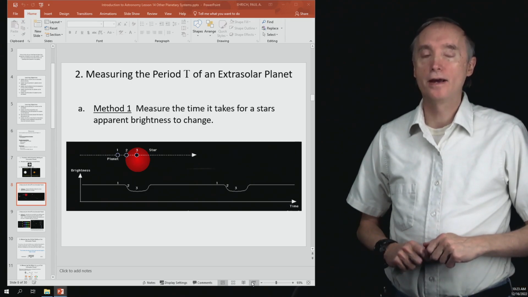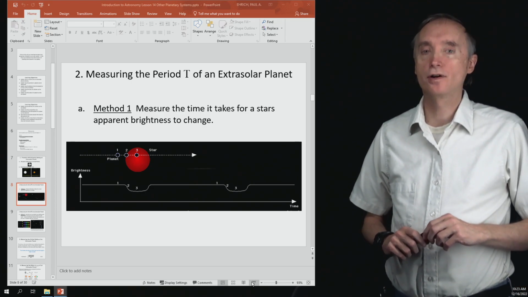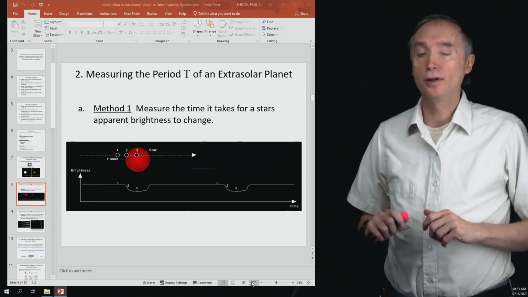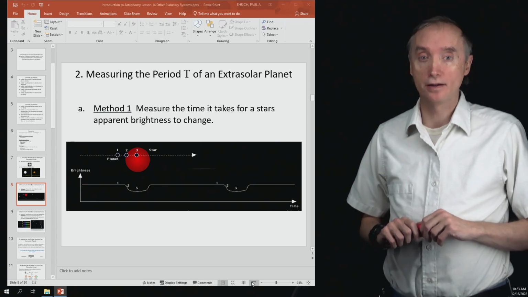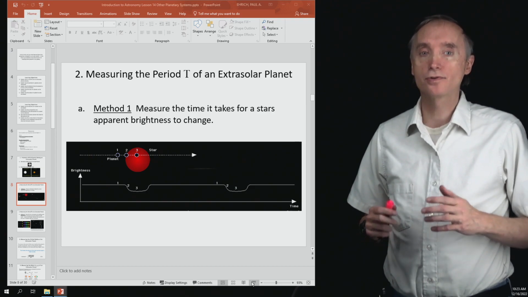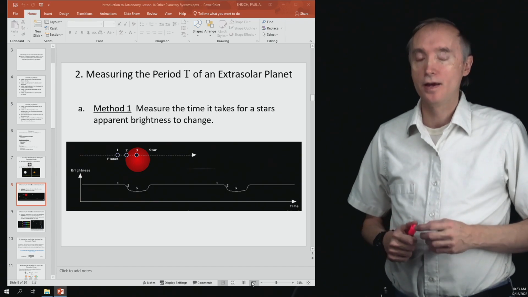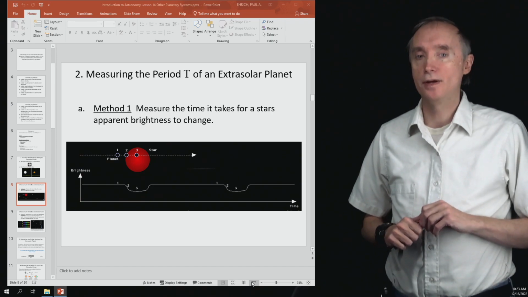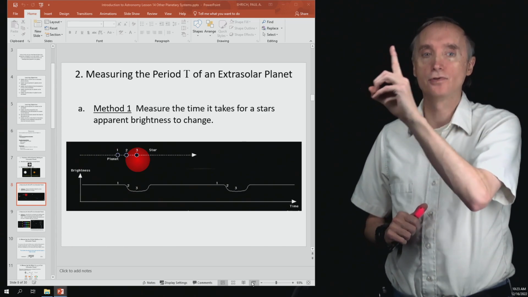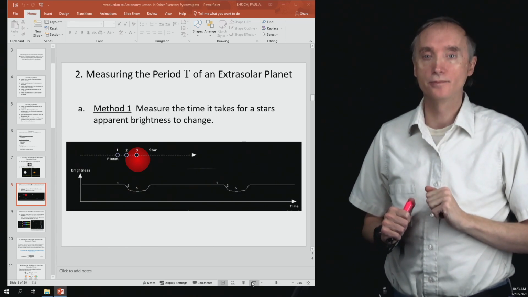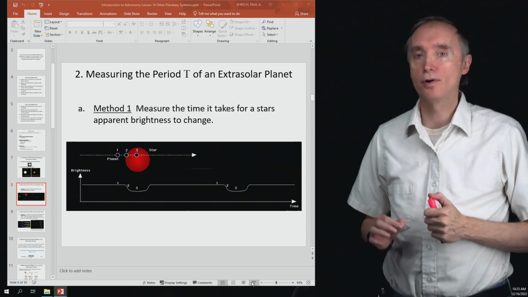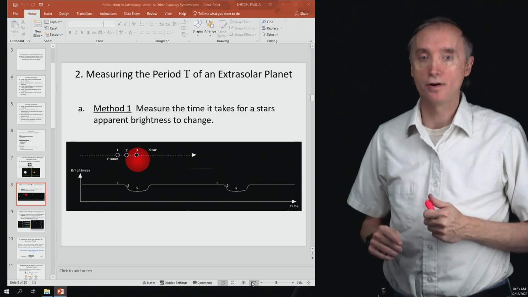Hello and welcome back. Now we want to start to measure properties of planets that are in our galaxy, outside the solar system. We're going to call these extrasolar planets. The first property that we want to measure is how long it takes the planet to orbit its star. The way we're going to do this is by measuring the brightness of that star.